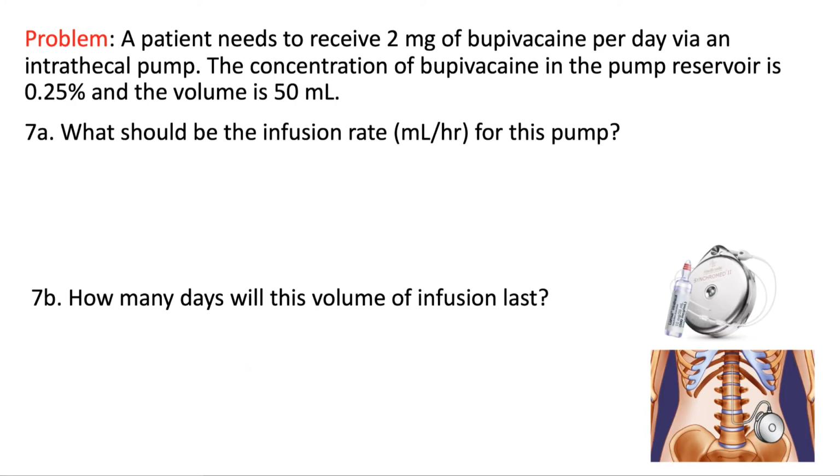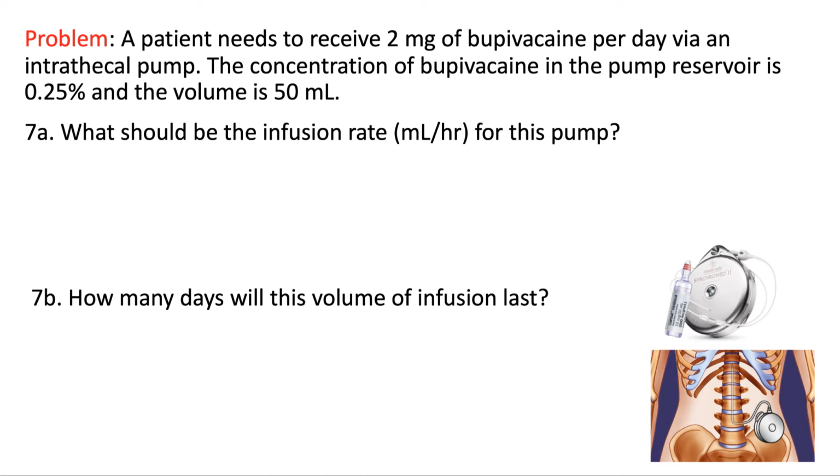All right, well, let's continue on with the next question, number 7. And as a little bit of background, it says, a patient needs to receive 2 milligrams of bupivacaine per day via an intrathecal pump. Before I go on, let's look at the pictures on the lower right-hand side so you can see what that means. This pump contains a reservoir, a certain volume of the drug contained within the pump. We're told in this question that the pump contains 50 milliliters. So the reservoir within that little silver disc is a total volume of 50 milliliters.